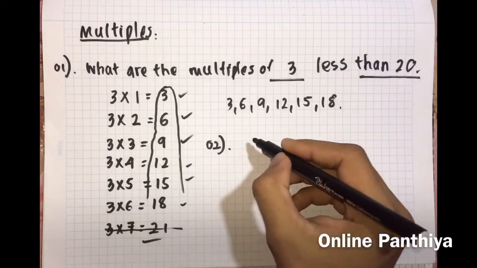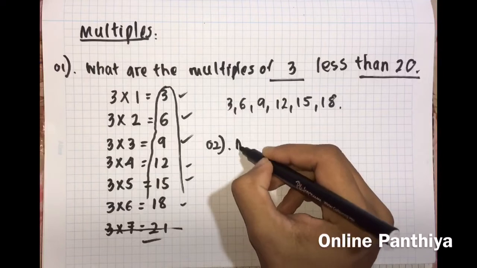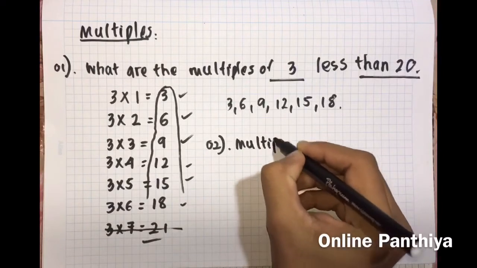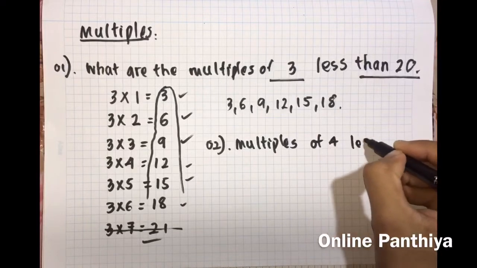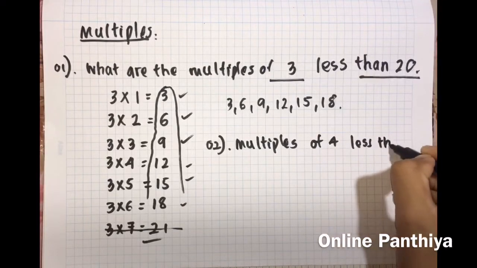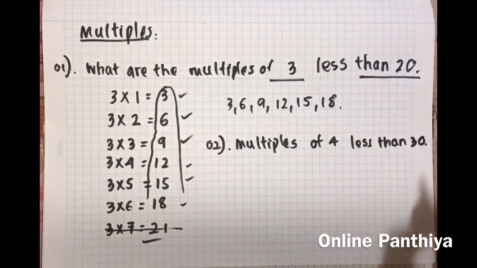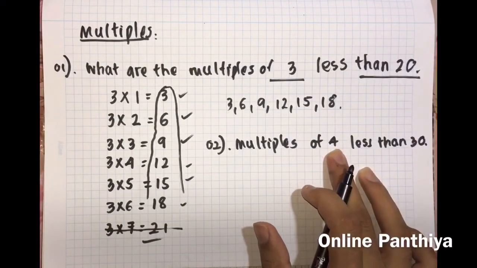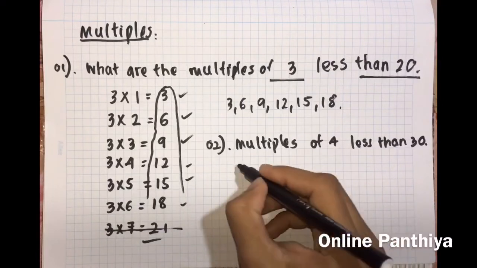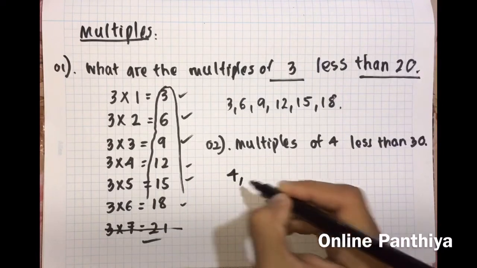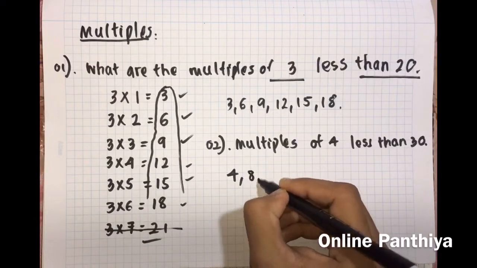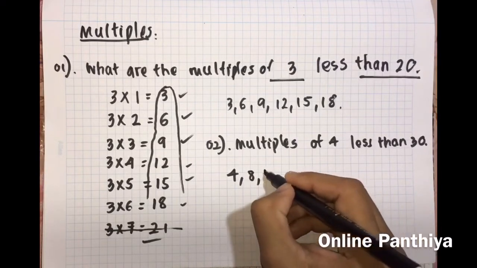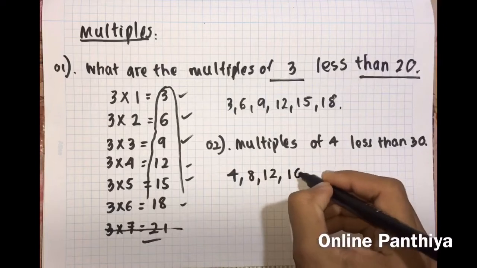You have to write what are the multiples of, let us say, 4, less than, let's say, 30. So how do you start without going through all these steps? You first multiply 4 by 1. So how much? 4 into 1 is 4. Next, 4 into 2. How much is that? 4 into 2 is equal to 8. 4 into 3 is how much? 12. 4 into 4, 16.